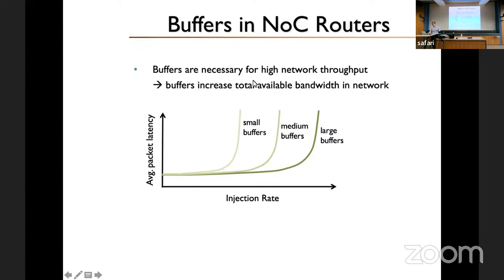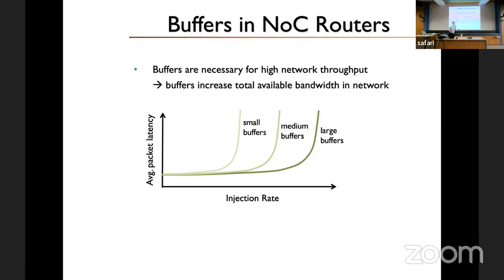So buffers are clearly necessary for high network throughput, as we discussed, right? Your saturation throughput increases with buffers just like this. Even though this doesn't have any numbers on it, this is actually real in many traffic patterns, in many workloads. As you increase the buffers, you get higher saturation throughput. And your packet latencies are tamed for a longer time if you have large buffers, because you have more capacity to ingest, as we discussed, right?